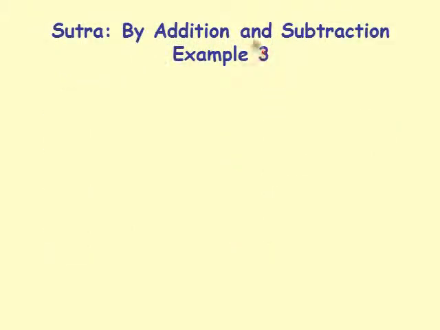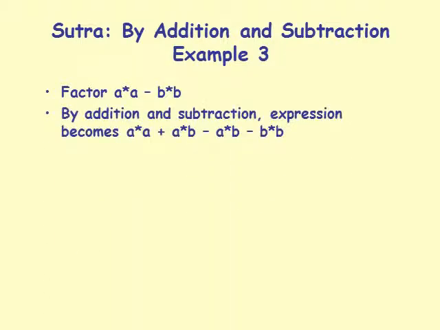Okay, now we're going to do example 3 of by addition and subtraction. And we're going to use an example from algebra this time. Let's see what we can do. Factor a squared minus b squared. Okay, how do you do that? We're going to use addition and subtraction, and the expression a squared minus b squared becomes a squared plus ab minus b squared. So we just added and subtracted a times b.